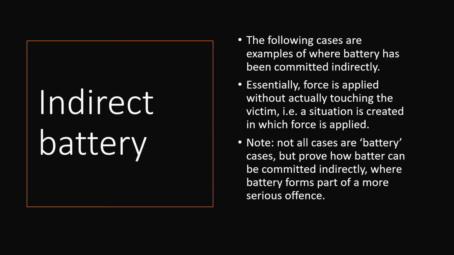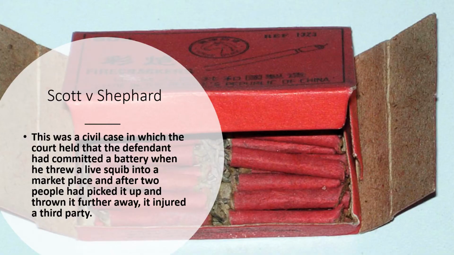Now, of course, these are examples of direct battery, but we have some cases of indirect battery. So when force is applied to the victim indirectly. Now, they're not all battery cases, but what we can see is this battery is a building block to those more serious offences.